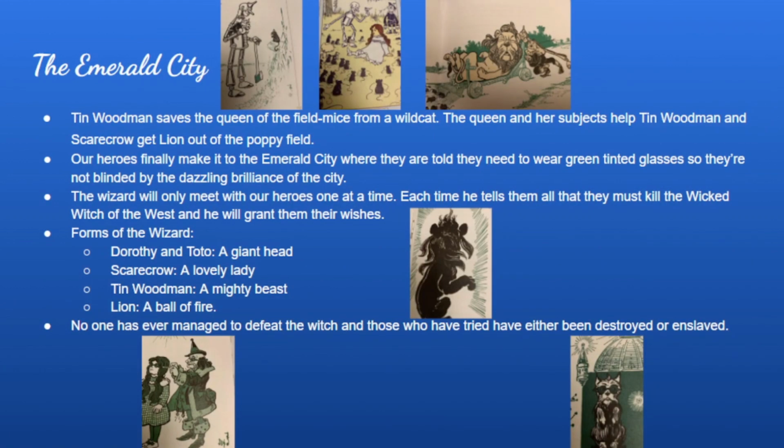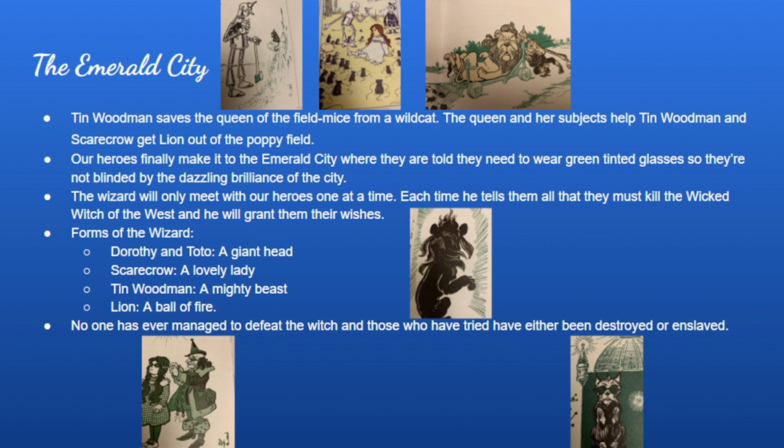Tin Woodman notices a mouse being chased by a wildcat. Taking pity on the creature, the Tin Woodman kills the wildcat with his axe. This mouse is actually the queen of the field mice. She's super grateful to Tin Woodman for saving her, and she says she will do anything for him. So, he and Scarecrow ask her to call together a lot of field mice.